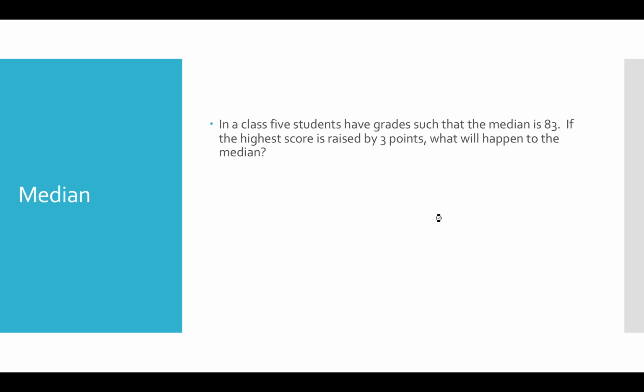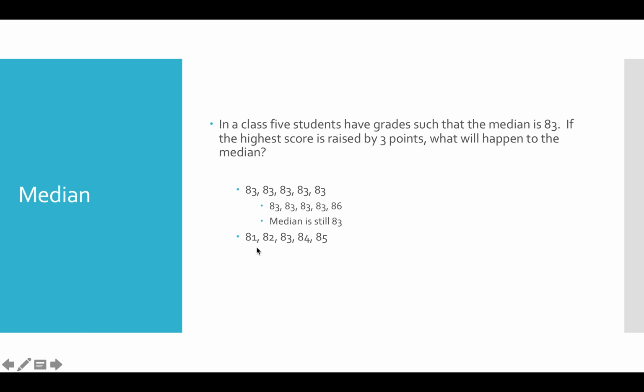All right, let's look at a little bit more abstract problem. In this one, we have a class with 5 students, and the median is 83. What happens when we raise the highest number of this list by 3? We want to know what happens to the median. So when I have these abstract problems like this, I like to give it a specific example. So in this case, I just made them all 83. That's a silly example, but the median is 83. If I take that last number and increase it by 3, nothing changes to my median. It's still 83.